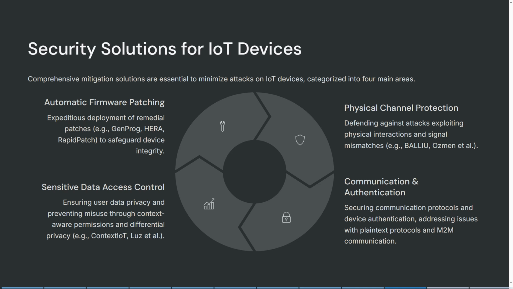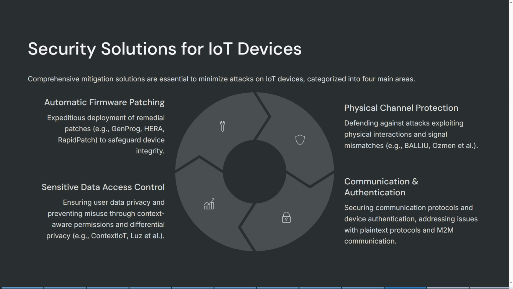In this part, we have some security solutions to minimize attacks on IoT devices, which are normally categorized into four main areas. The first one is automatic firmware patching. Always keeping everything up to date is the best thing you can do. The second one is physical channel protection. Defending against attacks exploiting physical interaction and signal mismatching is important, and you can do that by placing your IoT devices in secure places that are not accessible to people you don't want interacting with them.